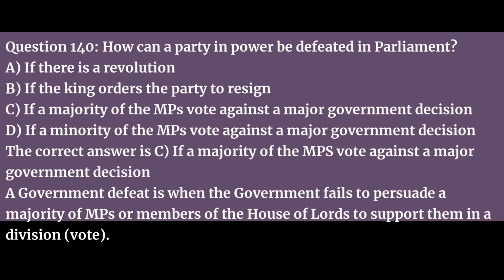Question 140. How can a party in power be defeated in Parliament? A. If there is a revolution. B. If the King orders the party to resign. C. If a majority of the MPs vote against a major government decision. D. If a minority of the MPs vote against a major government decision. The correct answer is C.